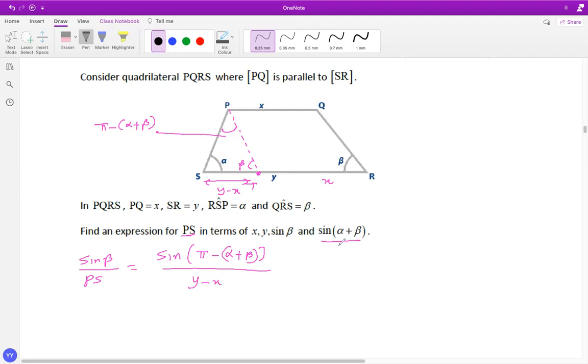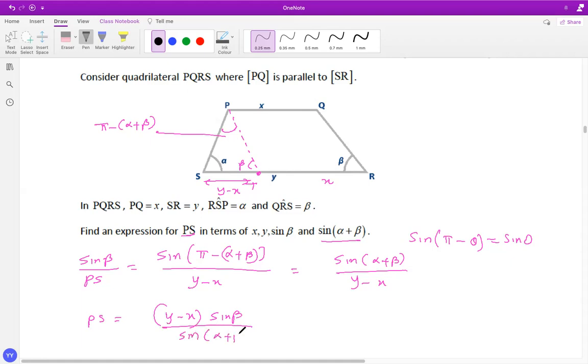So when you make p the subject, before I do this, just remember that sine of pi minus theta is sine theta. So this is going to be the same as sine of alpha plus beta over y minus x. Then you just make p the subject. So p is nothing but y minus x times sine beta over sine of alpha plus beta. So that's how you do question number 7.